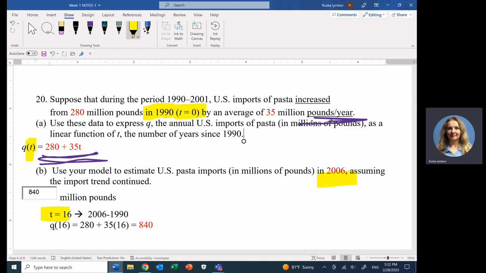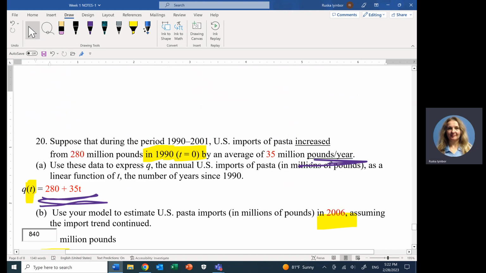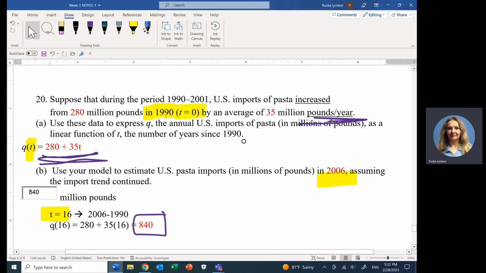So when I replace t with 16 in my formula, I get 280 plus 35 times 16. When I simplify this, I get 840 million pounds of imports of pasta. And that's actually the last question for this week 1.